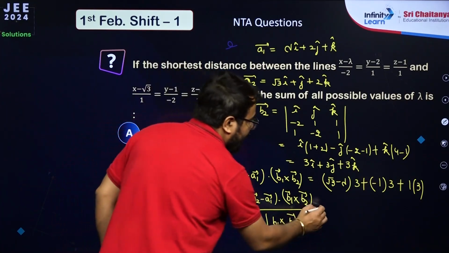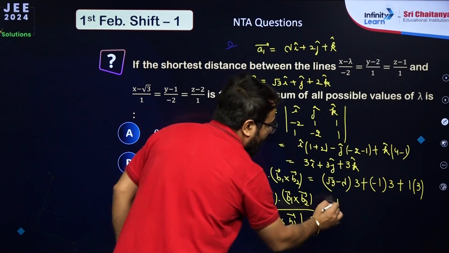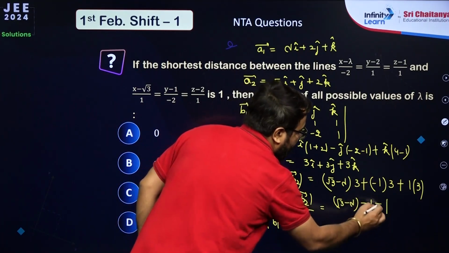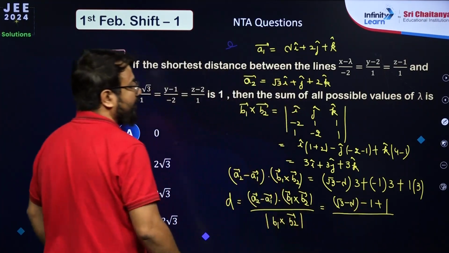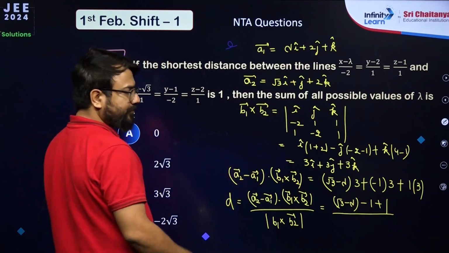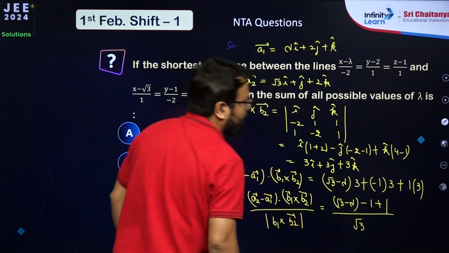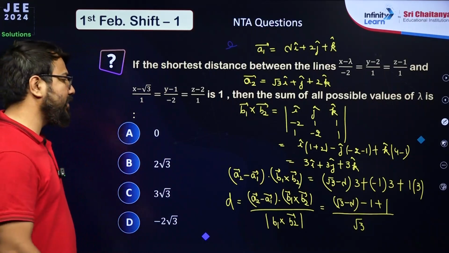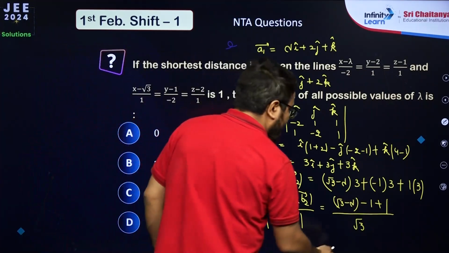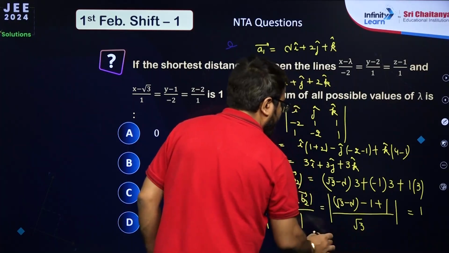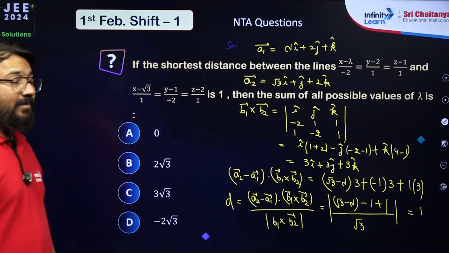Alright, so it will be 3, 3, 3. Do not consider this. Root 3 minus lambda minus 1 plus 1, whole divided by, I am not considering this 3, both in numerator and denominator, because that will get cancelled. Here it is root 3 being written and this distance is actually 1. If this has been clear to you, we can get the value of lambda from here.